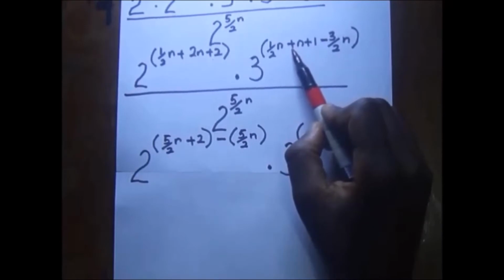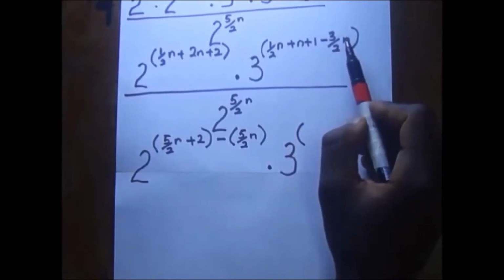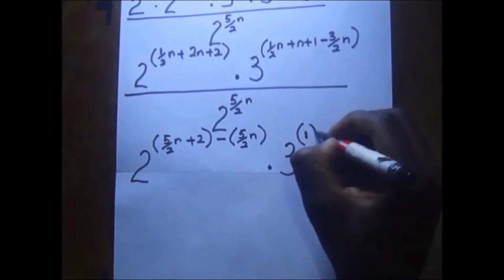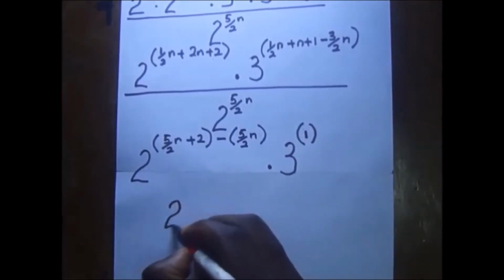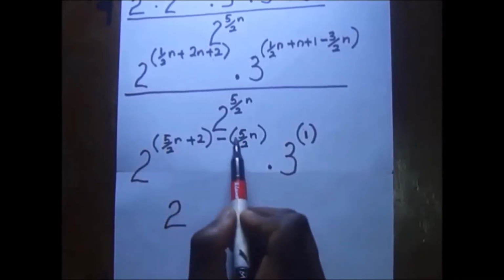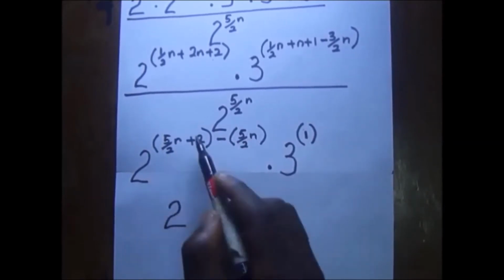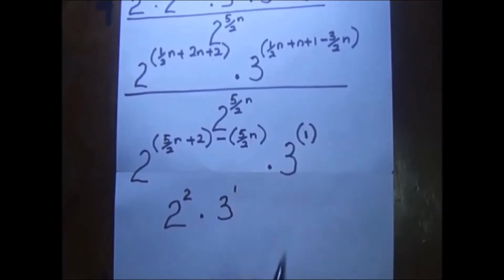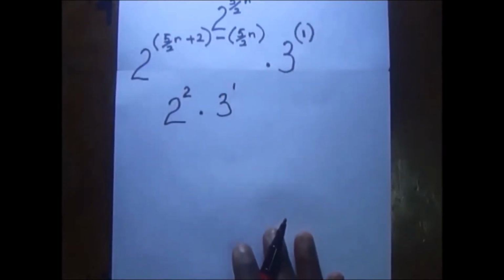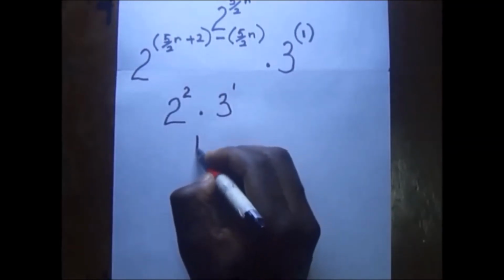3 over 2n minus 3 over 2n is simply going to give you 0, and you remain with 3 to the power 1. Here you remain with 2 to the power 5 over 2n minus 5 over 2n, which gives 0, so you have 2 to the power 2. So it's going to be 2 to the power 2 times 3 to the power 1. 2 to the power 2 is 4, and 4 times 3 is 12. So the answer to that is simply 12, and that will be our answer for that question.